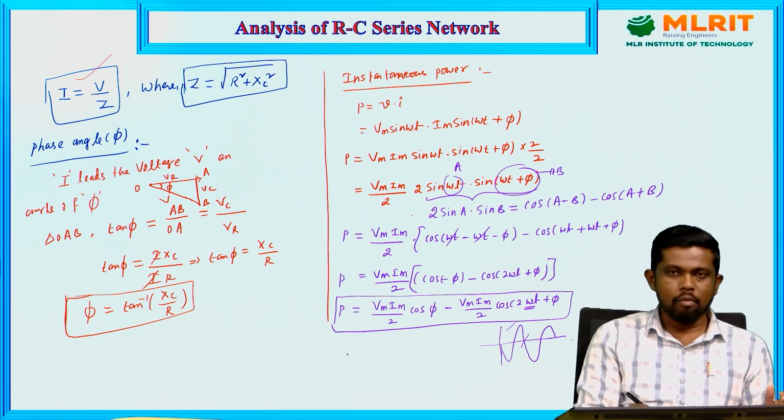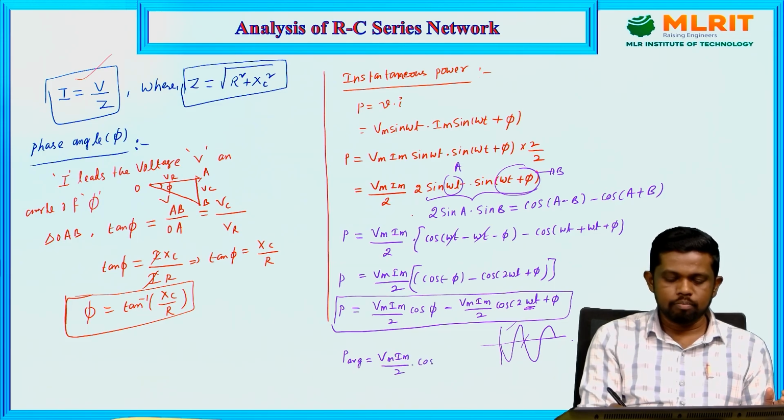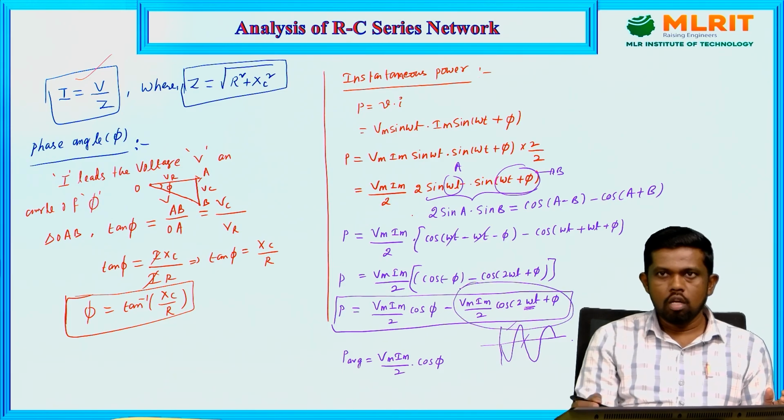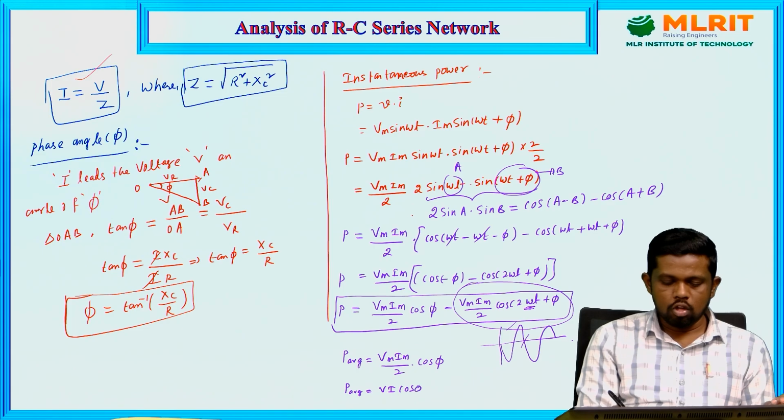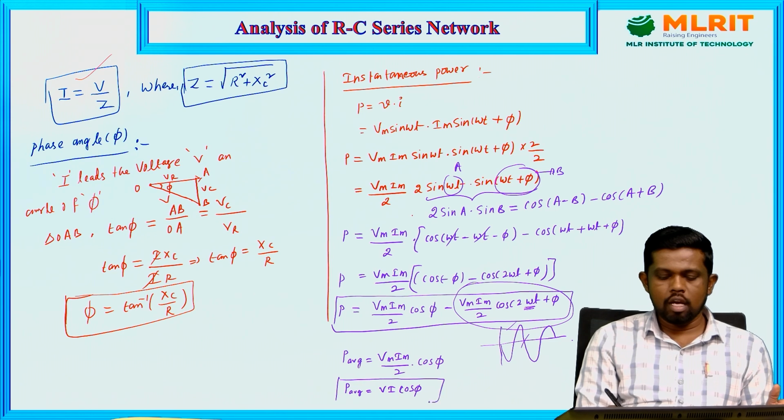Therefore the average power taken by the RC circuit, P average, equals Vm Im by 2 into cos phi. Over a complete cycle, this value is completely 0. Based on this, we get only the average power taken, which is P average equals Vm by root 2 into Im by root 2, that is Vrms into Irms. So simply it is VI cos phi.